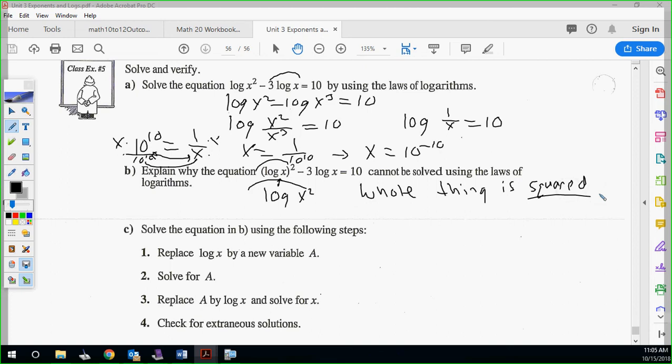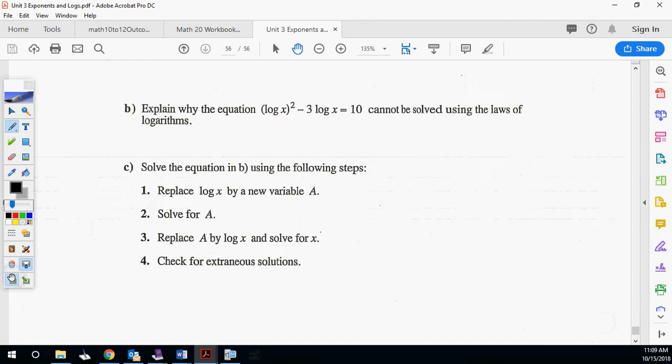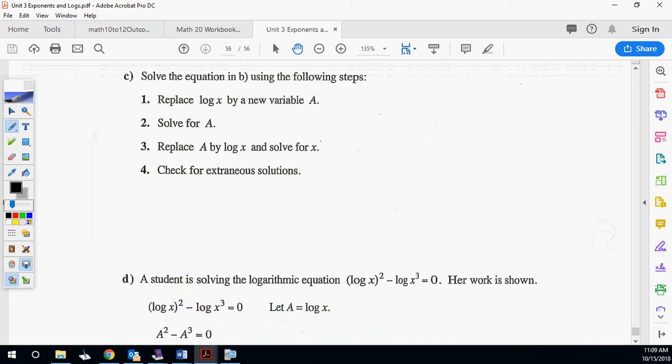And then it's going to give us a little bit of a strategy to help us solve this. It's a little bit different, so we'll go through that. This is the last problem. It's a little bit harder. It's kind of using the substitution method.